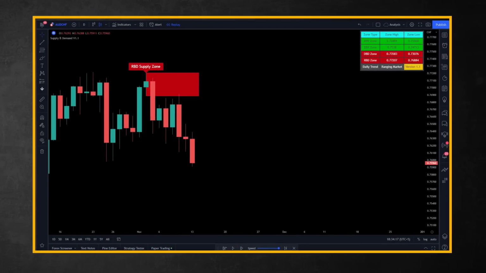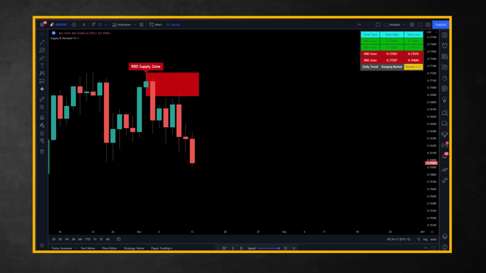Now let's talk about how you can increase the winning probability for trading supply and demand zones. And as a day trader, this is important. So what you can do is you can set your charts to daily time frame and see if you can spot any supply or demand zone there. In order to do this automatically, you can use the supply and demand indicator as well.